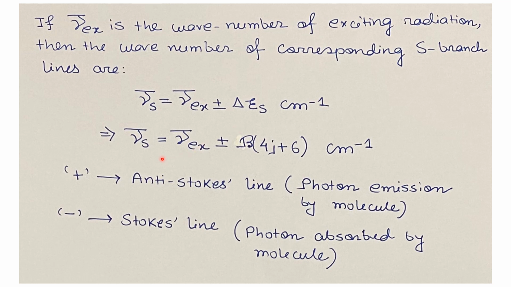So we can write nu S bar equals nu Ex bar plus minus B times 4j plus 6 in centimeter inverse. Here the plus sign refers to the anti-Stokes line. This line comes due to the photon emission by the molecule, and the minus sign refers to the Stokes line. This line comes due to the photon absorbed by the molecule. So we'll discuss these anti-Stokes and Stokes lines in detail in the upcoming slides.